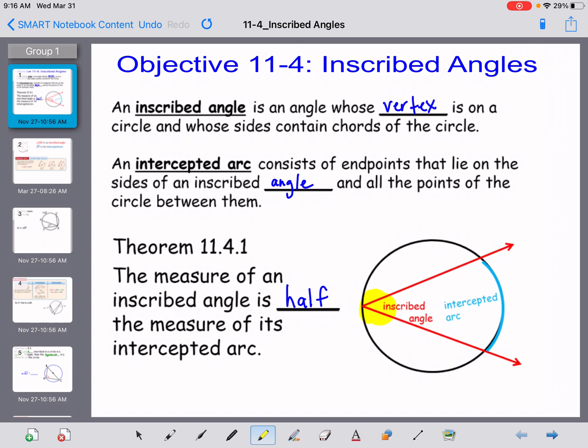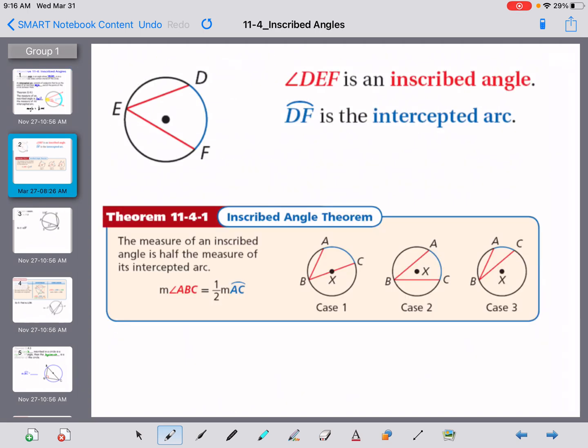So here is our inscribed angle. When we want to know the size of that angle, it would be half of this arc. What I want you to remember is angle equals half of the arc when it's touching the circle. Here are 3 different cases of how you might see these inscribed angles and their associated arc. Regardless of which scenario you have, the angle is half of the arc.